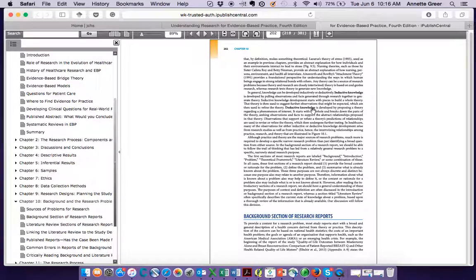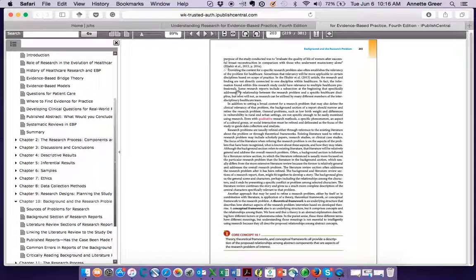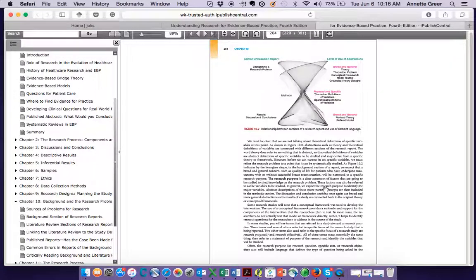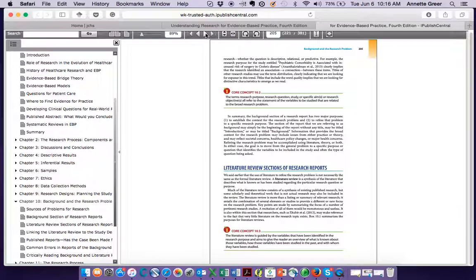Inductive knowledge, deductive knowledge. Understanding a theoretical framework versus a conceptual framework. What is the difference? A research purpose is a clear statement of factors that are going to be studied to shed knowledge on the research problem. Often the research purpose is also known as the specific aim or research objective. So understand how the terms are interchangeable.